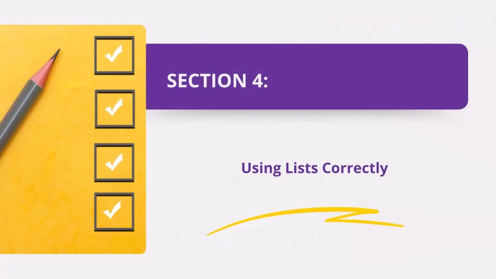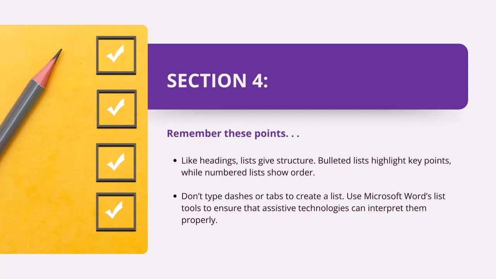Let's take a look at another element that creates structure for your online documents: lists. As you create your documents, keep this in mind. Lists give structure. Bulleted lists highlight key points. Numbered lists show order. Don't type dashes or tabs to make a list. Use Microsoft Word's list tools so assistive technology can interpret them properly.